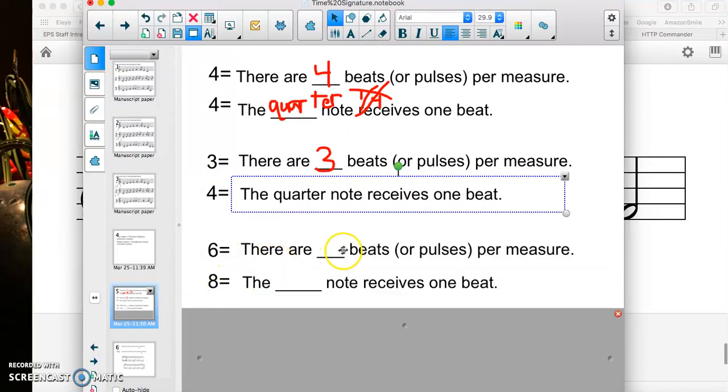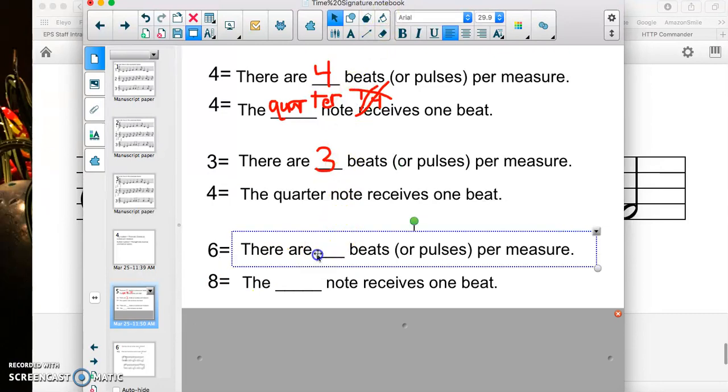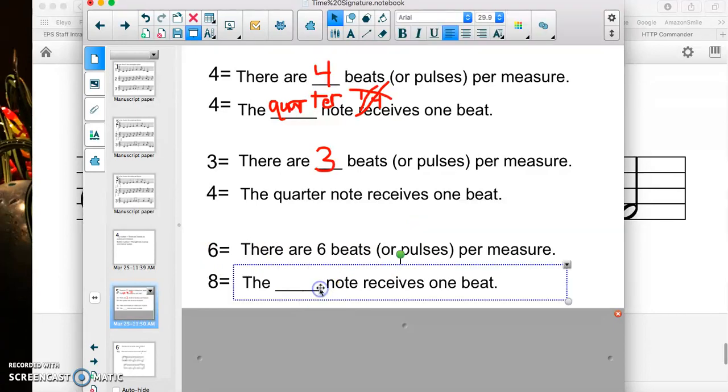In 6/8 time, there are 6 beats per measure or pulses per measure. There are 6. 6 is on the top. When the 8 is on the bottom, it's no longer the quarter note receiving the beat. It's the 8th note receiving 1 beat.